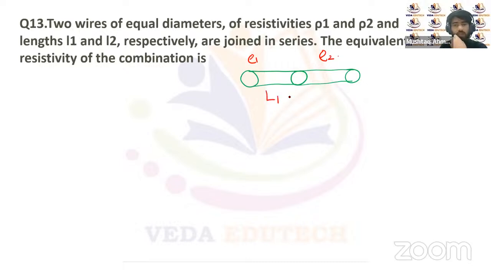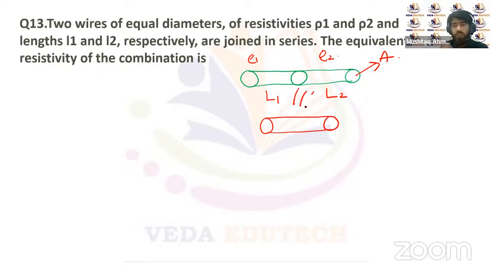The length of the first wire is L1, the length of the second wire is L2, and since they are joined together, they have the same diameter. It means their area of cross section should be the same, A. Now the question is asking: find the equivalent resistivity of the combination. It's a very important question.